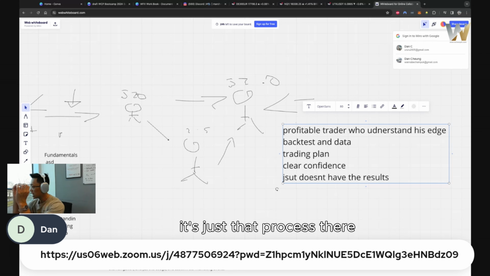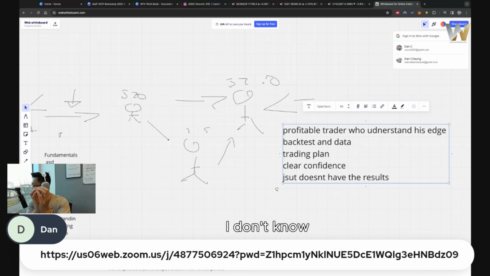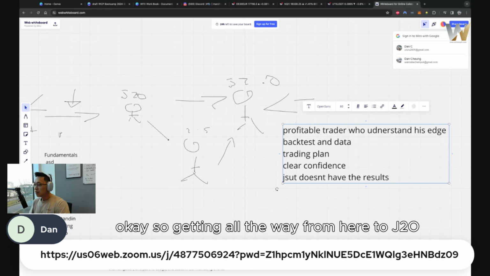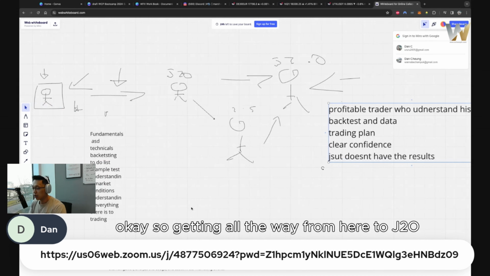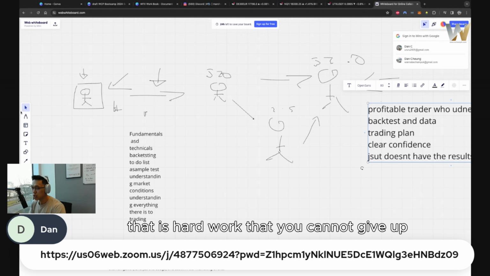It's just that process there. Then you just need to apply it. It might take me 6 months to get in shape, it might take me to lose real weight, I don't know, but I know that the process in and of itself is there. So getting all the way from here to J2O, that is hard work that you cannot give up.